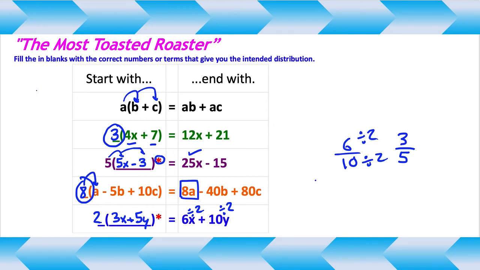I think that's about it for the most toasted roaster. Basically this is called reverse distribution. You are basically reversing a distribution.